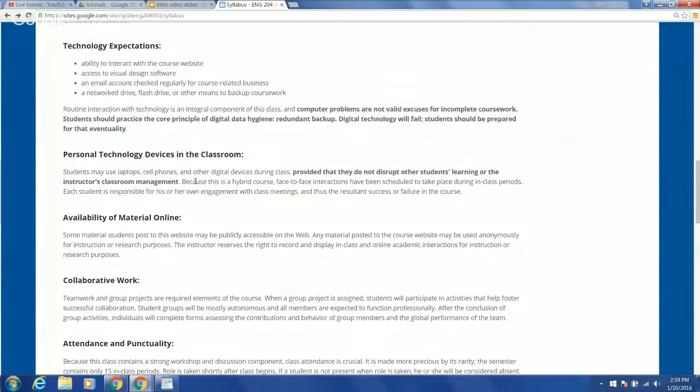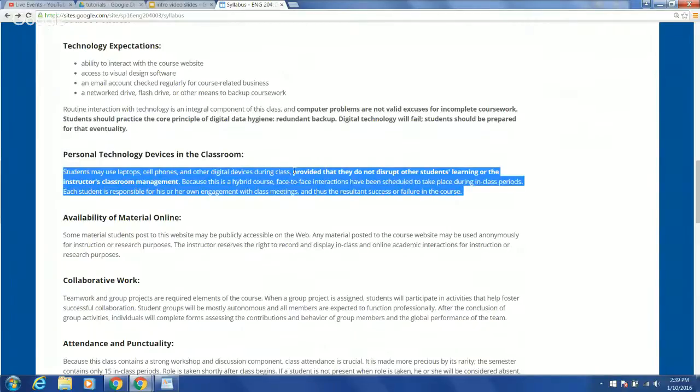Personal devices in the classroom. You can use your personal devices in the classroom as long as it doesn't disrupt another student's learning.